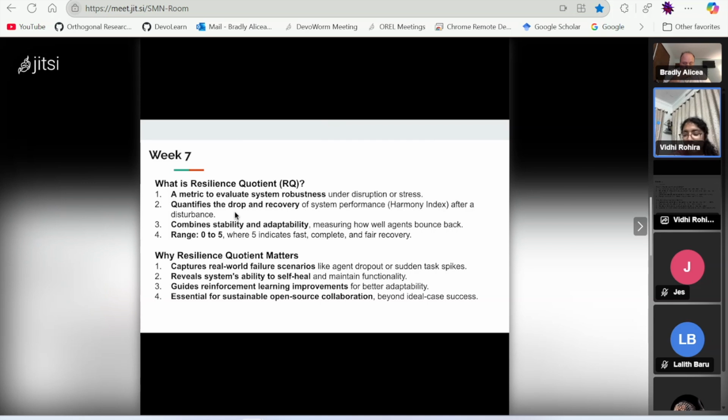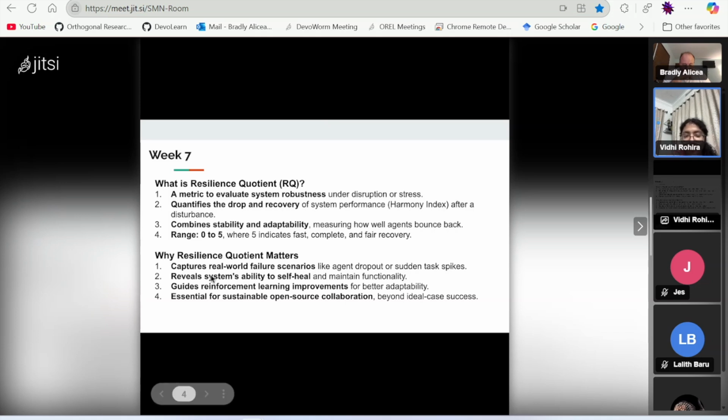Basically, if there are multiple contributor agents, and in the middle of some phase they drop out, they stop working, obviously we can't assign tasks to them, right? Imagine we are assigning the tasks and they keep on skipping the task. That means they have dropped out. So we completely take that into account, and then we calculate the resilience quotient from that.